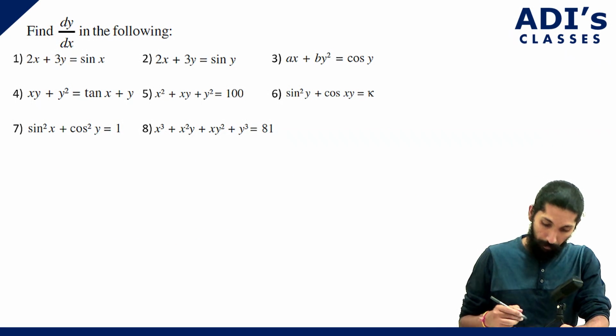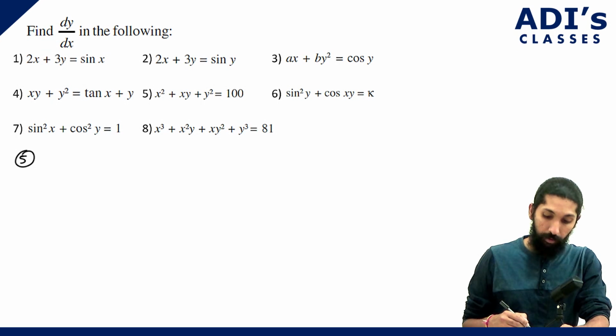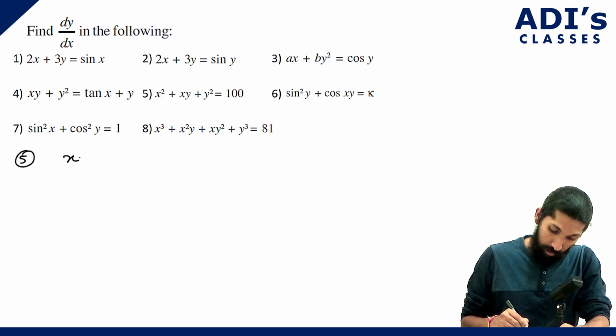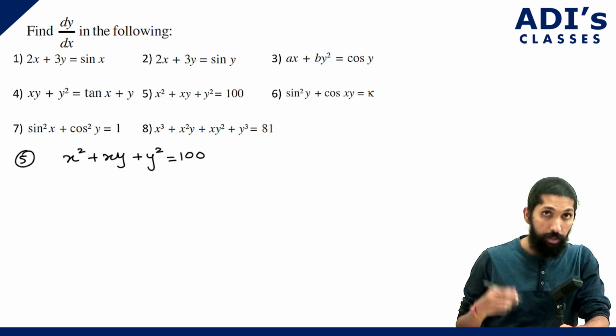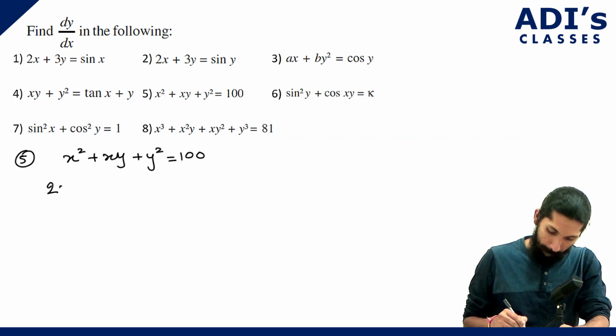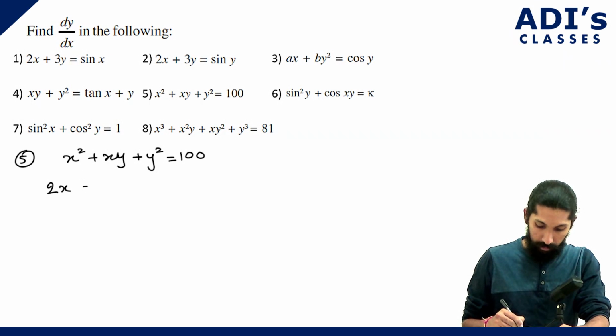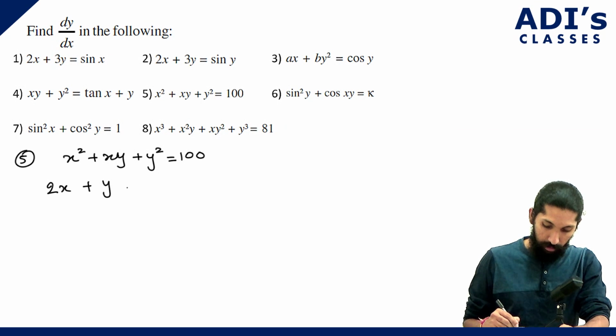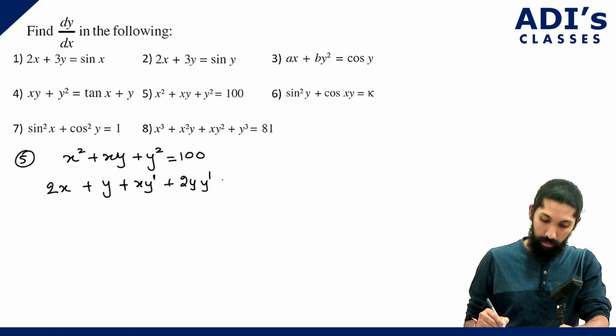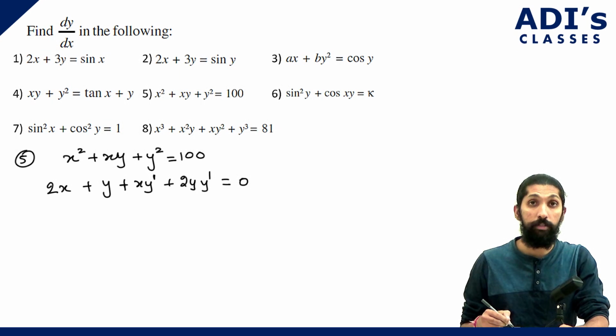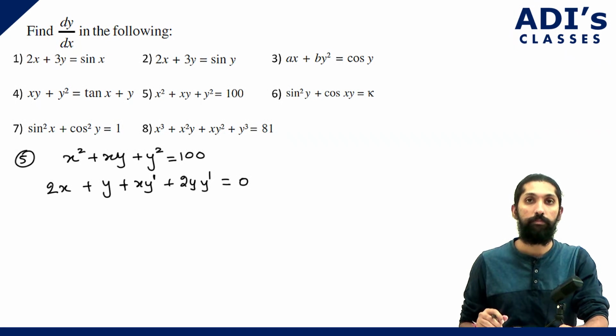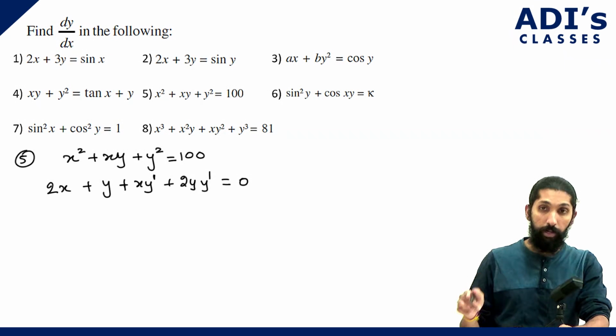See the fifth one. What we have, it's again an algebraic function. So you have x square plus xy plus y square is equal to 100, right? Differentiate. 2x, x square derivative, plus here you will have y plus x into y dash, correct? Plus 2y into y dash is equal to 0. Derivative of 100 is 0. Now what do we do? Isolate the y dash.